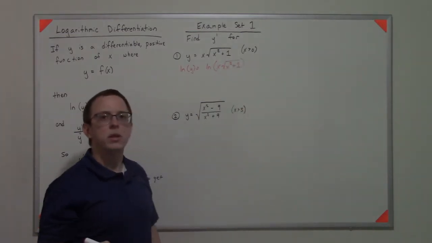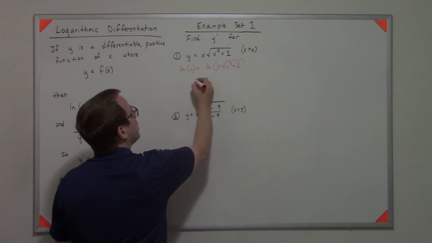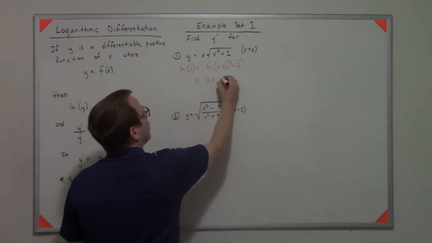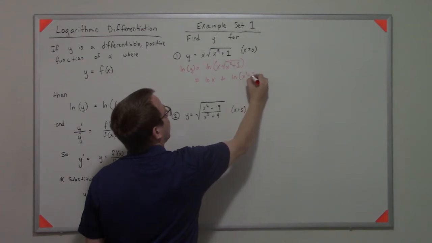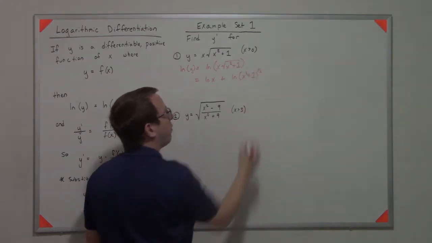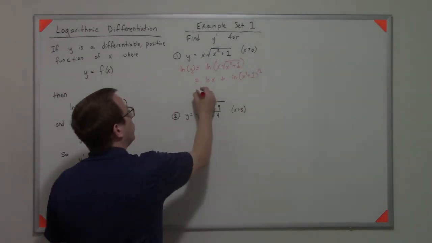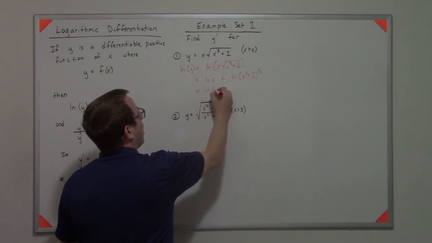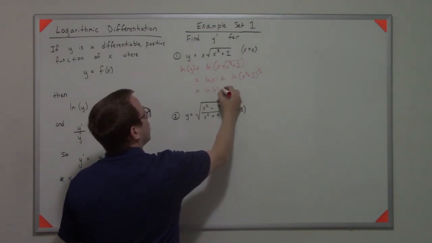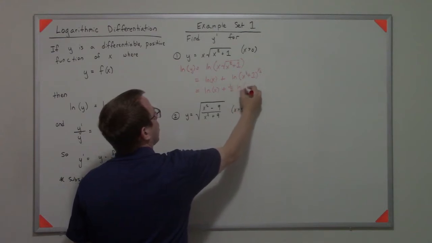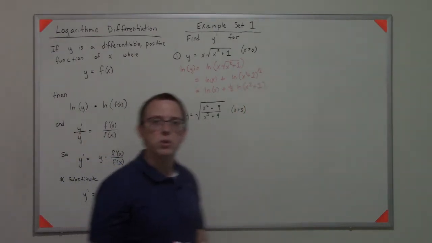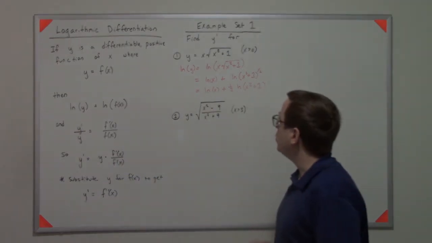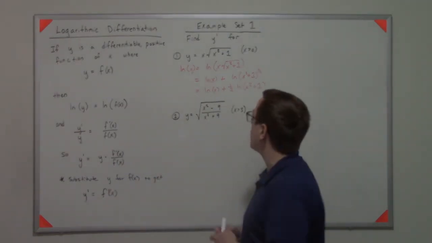Now we know from the log rules that this is the natural log of x plus the natural log of x squared plus 1 to the 1/2 power, because that's the square root, which is the natural log of x plus 1/2 natural log of x squared plus 1. Now what I can do is take a derivative of both sides.